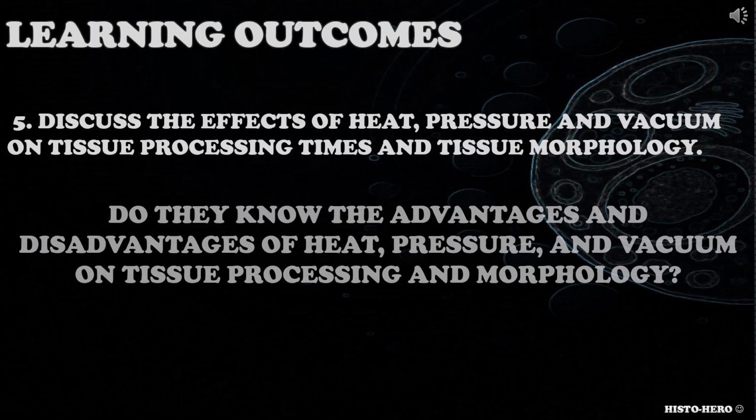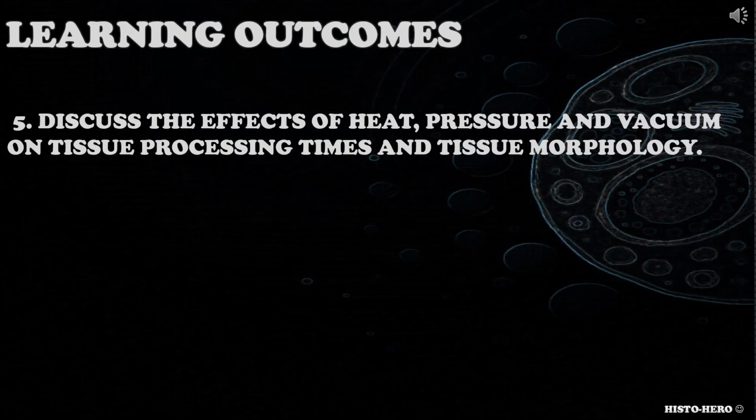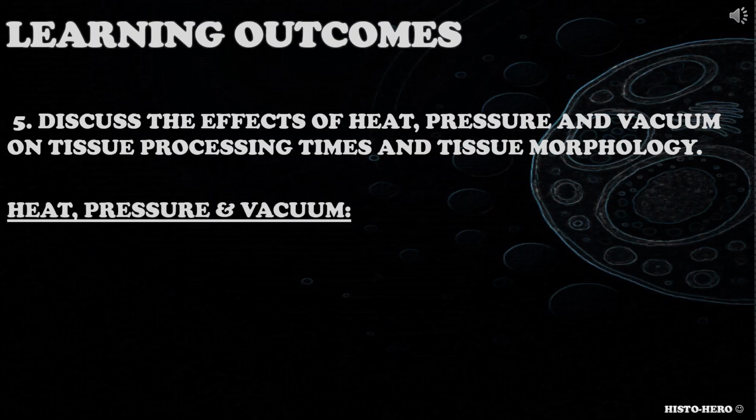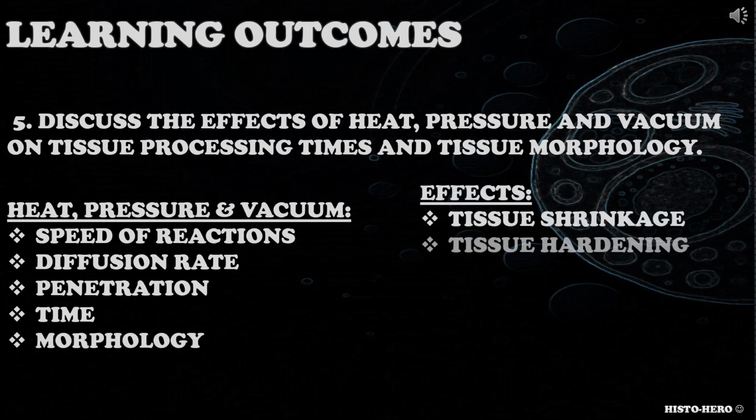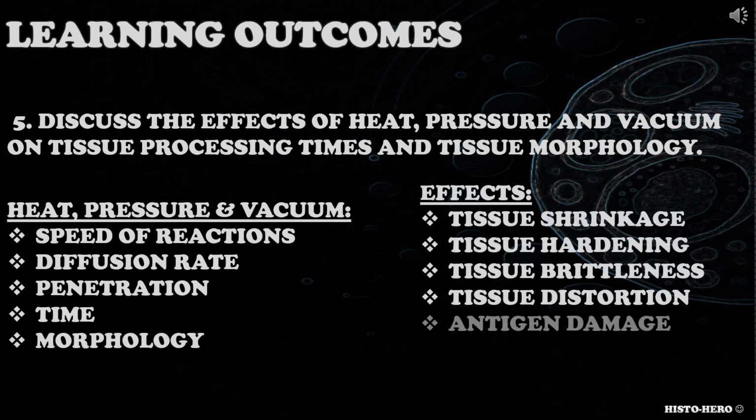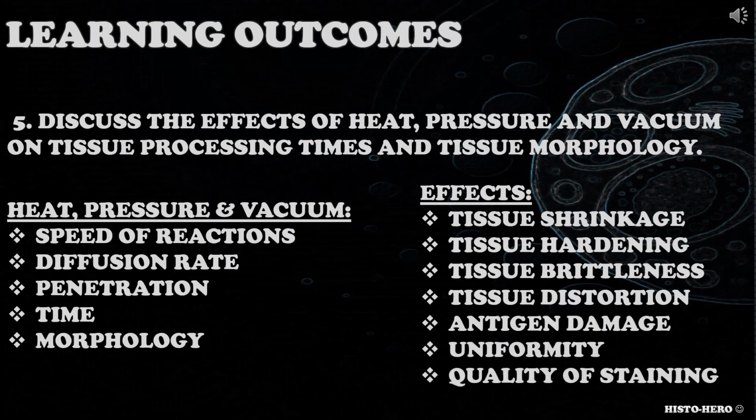Do they know the advantages and disadvantages of heat, pressure, and vacuum on tissue processing and morphology? Candidate could consider heat, pressure, and vacuum and their effects on speed of reactions, diffusion rate, penetration, time and morphology, their effects on tissue shrinkage, hardening, brittleness, distortion, antigen damage, uniformity, quality of staining.